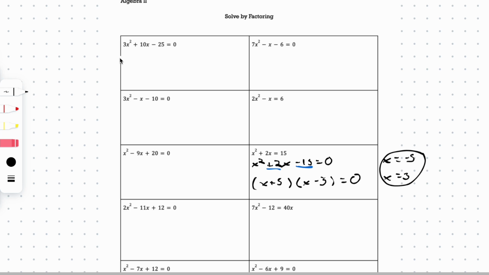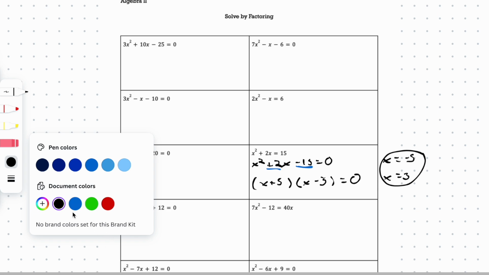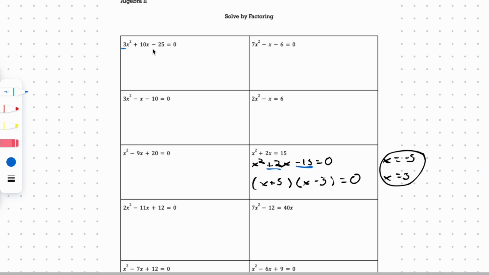No, we can't. So how I solve this, and there's a number of ways to solve it, I take my a value, which is 3, and my c value, which is -25, and I multiply them. So 3 times -25 is going to be -75. Now, I want two numbers that multiply to -75 and add to +10.